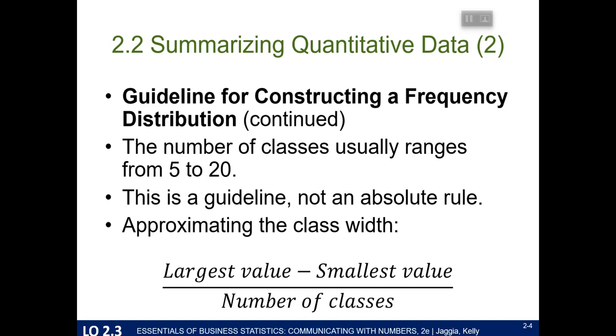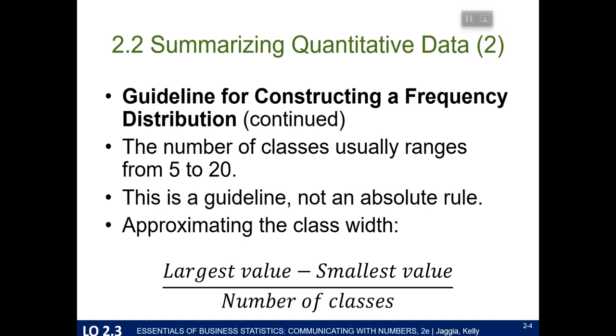If you've ever bought a house, and you're thinking about how you want to break this down, maybe you want to go by the 100,000s. How many fall into each 100,000? Maybe you want to go by 50,000. It just depends on your data.